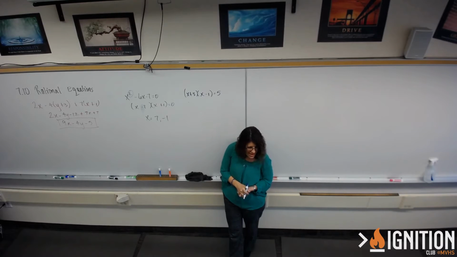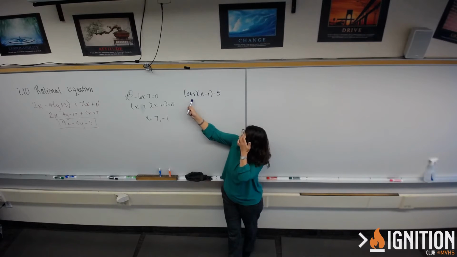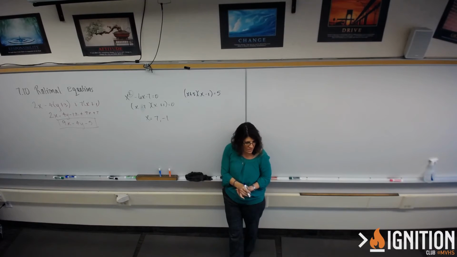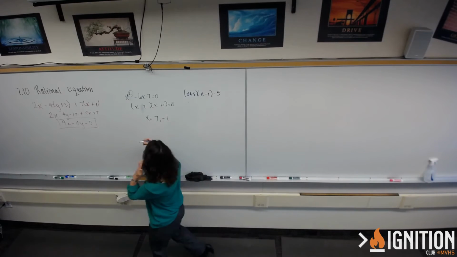What's the other answer I got? 6. 6 plus 3 is 9. 6 minus 1 is 5. 9 times 5 is not 5. It's not called the 5 product property. It's called the 0 product property. So how does that work?